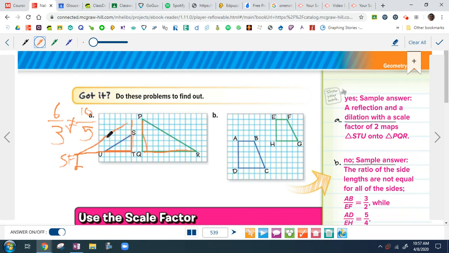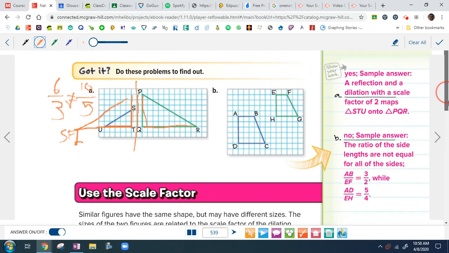transformation would we need to map that orange triangle that I drew onto this green one? Well, we would need a reflection over this line, wouldn't we? So you can draw in that line of reflection and flip that over there, and boom, you got similar shapes mapped right on top of each other. So we've used transformations to show similarity. All right. So there you go.